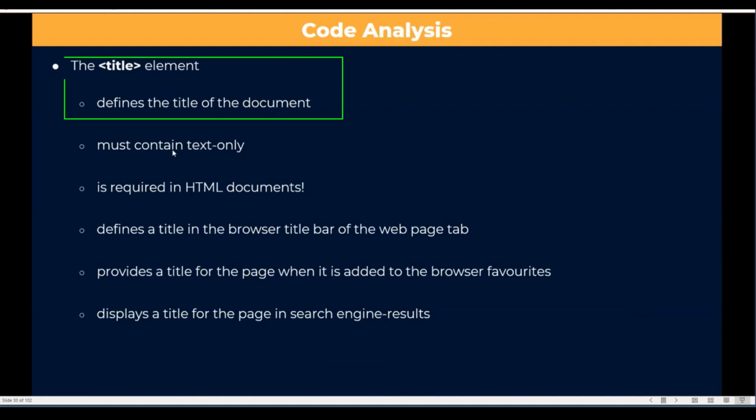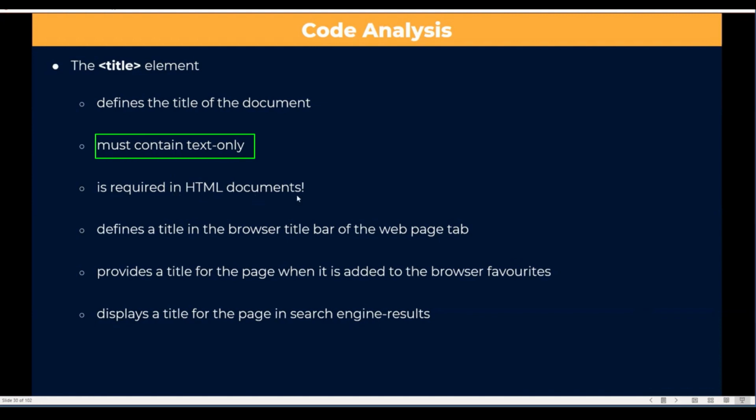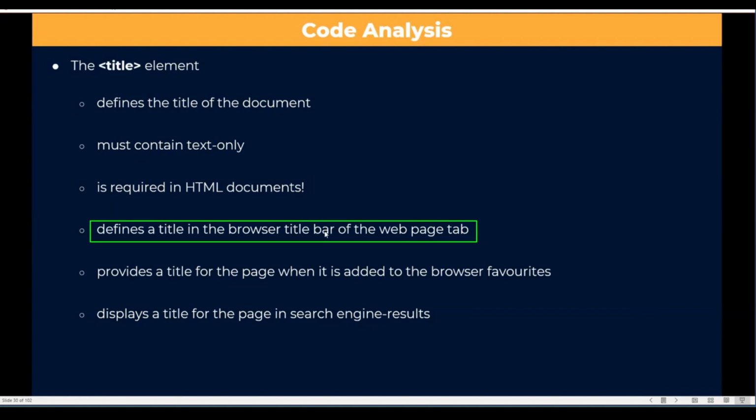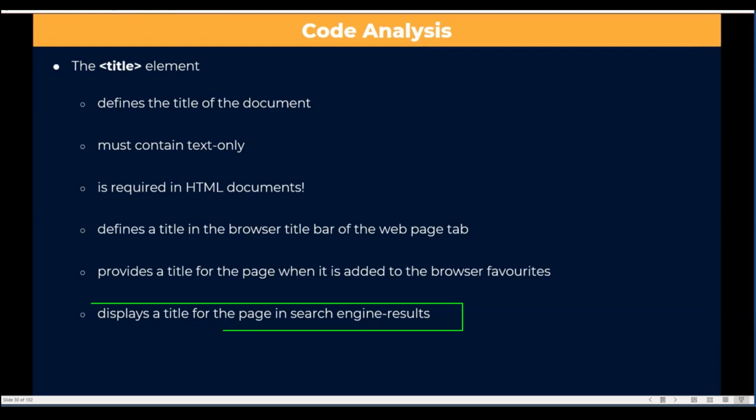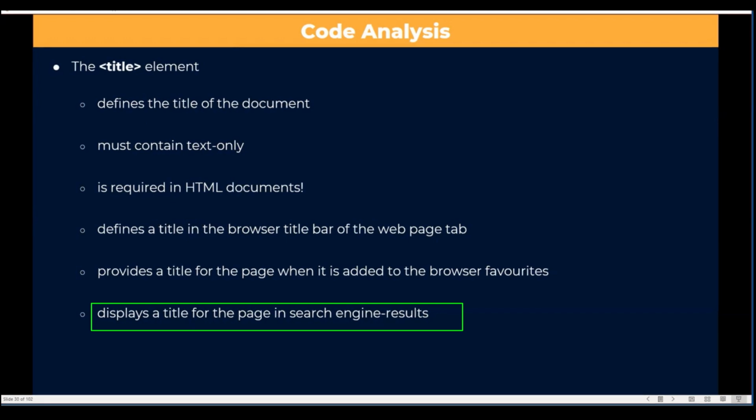So the title element defines the title of the document. It must contain text only, and it is required in HTML documents. It defines a title in the browser title. It provides a title for the page when it is added to the browser favorites. So if we add this to the favorites, that's the name that will go with it. And it displays a title for the page in search engine results, as we just talked about.